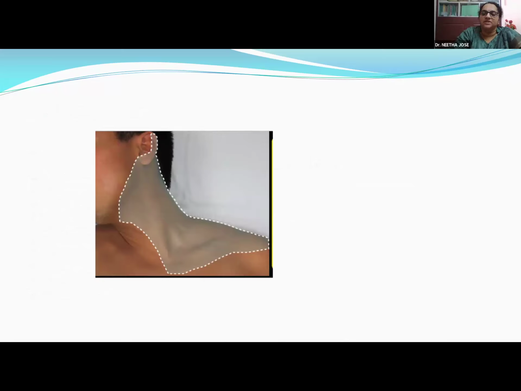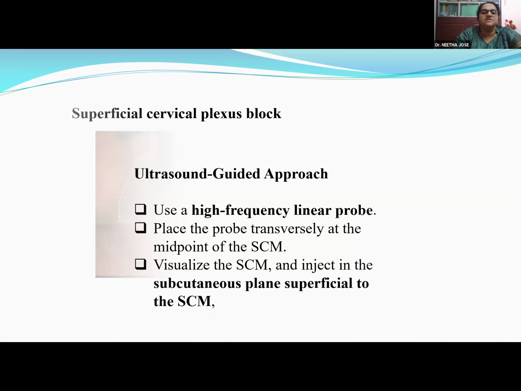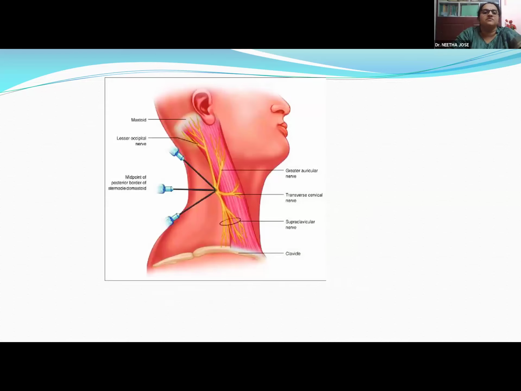Then coming to the superficial cervical plexus, ultrasound guided approach, we use a high frequency linear probe. That probe is placed transversely at the midpoint of the sternocleidomastoid. Then visualize the sternocleidomastoid, inject in the subcutaneous plane superficial to the sternocleidomastoid. This is the old method, the landmark technique we used. That is fan-shaped, this local anesthetic is injected in a fan-shaped manner at the midpoint of the sternocleidomastoid.